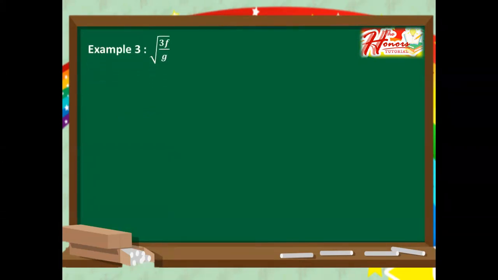For the next example, we have here the square root of 3f over g. Let's have our solution. Let's copy the given first. So that is the square root of 3f over g. And then let me just write this in a different format. It will become the square root of 3f over the square root of g. And then after this, we have to multiply the numerator and denominator by our denominator here, which is square root of g. Then it will look like this, times square root of g over square root of g.